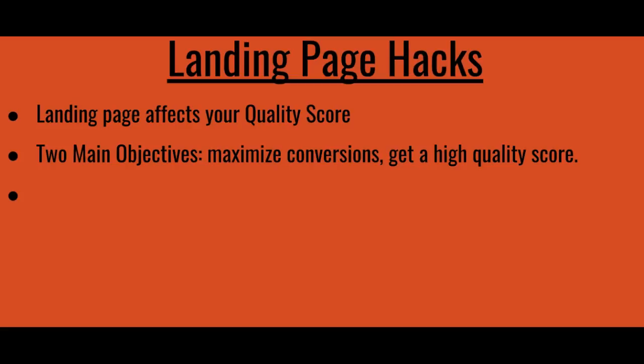The two main objectives for your landing page, remember, most importantly, are to maximize conversions. That's your main objective. Everything else is under a different category. The main objective is to maximize conversions, put more money in your pocket, plain and simple. The next objective, that's not quite as important but still important, is getting a high quality score. And I'm going to go over some details on that in just a second.